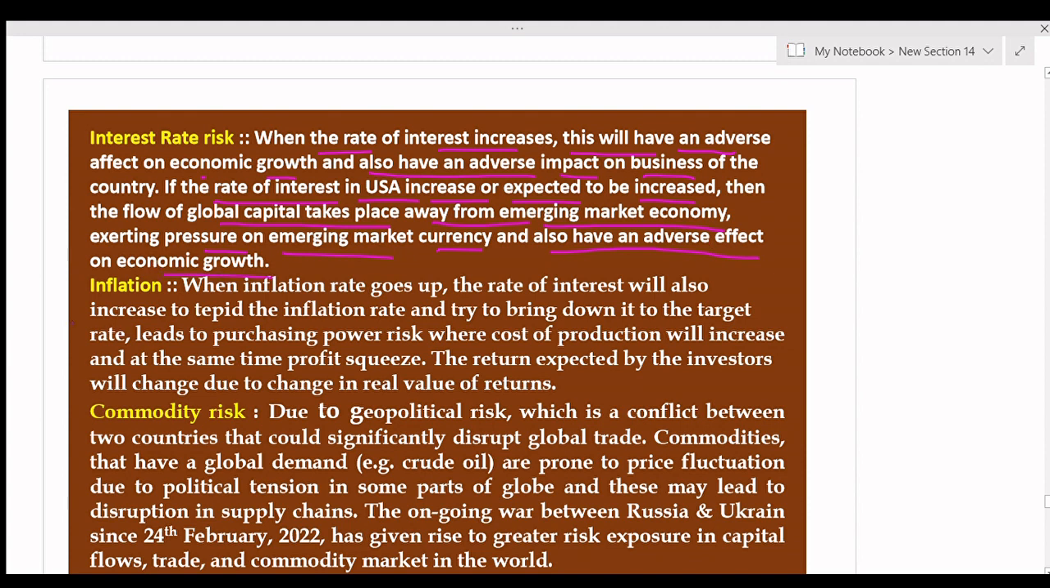Next come inflation. When the inflation rate goes up, the rate of interest will also increase to tame the inflation rate and try to bring it down to the target rate. This leads to purchasing power risks where the cost of production will increase and at the same time profits are squeezed. The return expected by the investors will change due to change in the real value of returns.